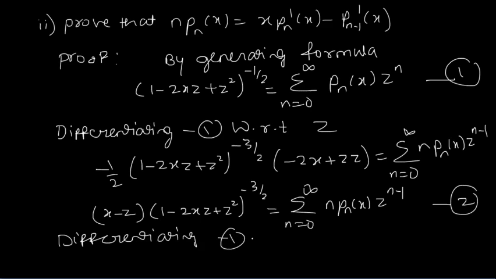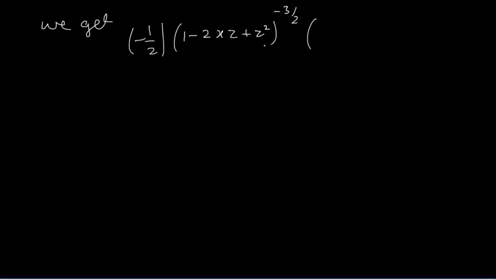Differentiating 1 with respect to x now. Okay, so differentiate the same equation again with respect to x. We get minus 1 by 2 (1 minus 2xz plus z square) raised to minus 3 by 2, into the differentiation of this with respect to x.